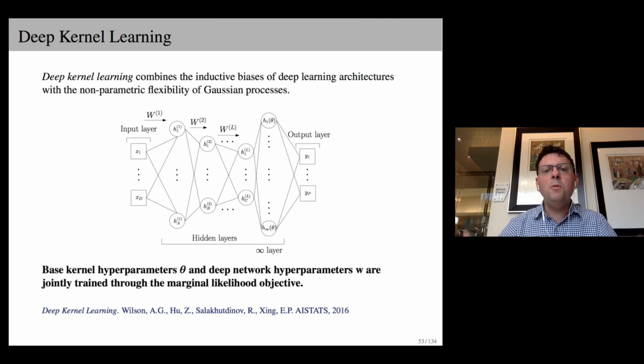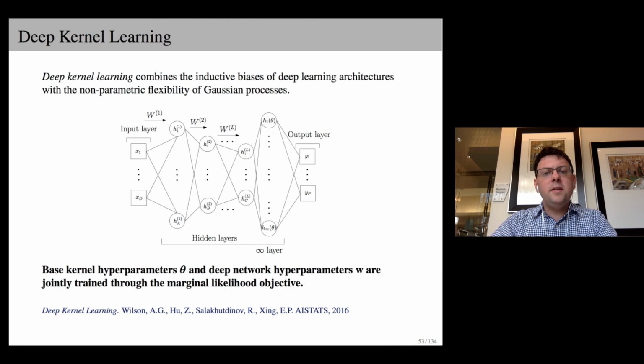We can combine both of these properties together into approaches like deep kernel learning, where we have a neural net transforming the inputs of a base kernel to create a deep kernel, which is then jointly trained through the marginal likelihood of the Gaussian process as one model. So this gives us an infinite number of highly adaptive basis functions.